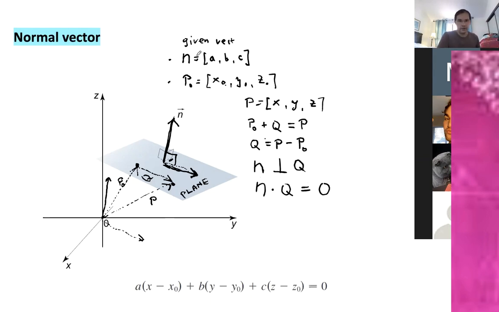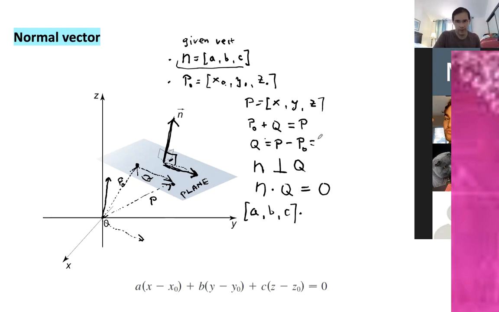What is N? This is N, A, comma B, comma C. The dot product, or sometimes it's called the inner product, is exactly the same thing. I'm used to calling this the inner product, but the textbook calls this the dot product. This is the dot product with Q. What is Q? Q is equal to P minus P0.